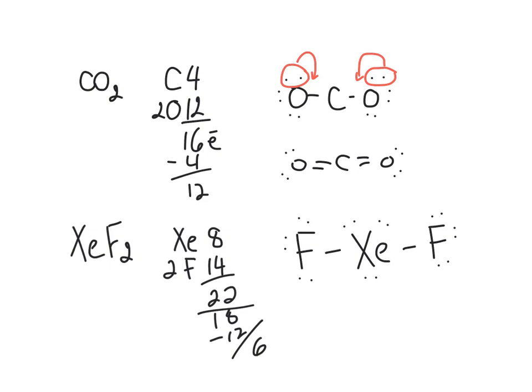So xenon has an expanded octet because it is surrounded by 10 electrons. 2, 4, 6, 8, 10. And we have placed 8, 16, 17, 18, 19, 20, 21, 22. 22 electrons, and we had 22. So that, in a nutshell, is how we do Lewis structures this year.